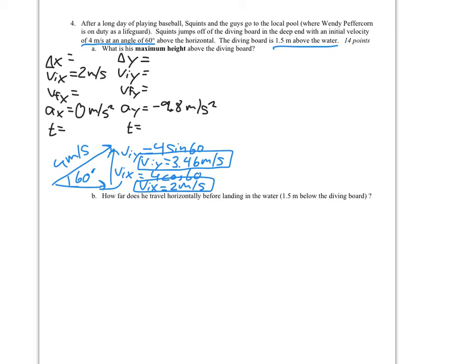Now, what I want to think about is, once again, I'm going to draw a quick sketch of the motion here through the air, and we're going to think about what other concepts we know in this situation. So my flight is going to look something like this. I start here, I fly up to some maximum height, and then I land in the water down here, and that's going to be a distance of 1.5 meters.